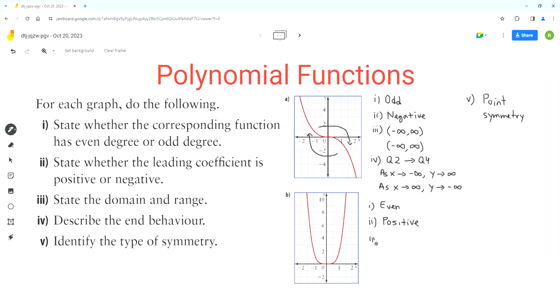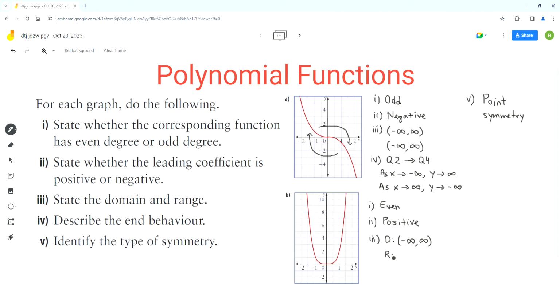Now we can answer the third part, the domain and range. This graph spans the whole x-axis. It starts on the extreme left and goes all the way to the extreme right of the x-axis. So it keeps getting wider and spans the whole x-axis. So the domain for this graph will be negative infinity to positive infinity. There is no break in the graph along the x-axis.